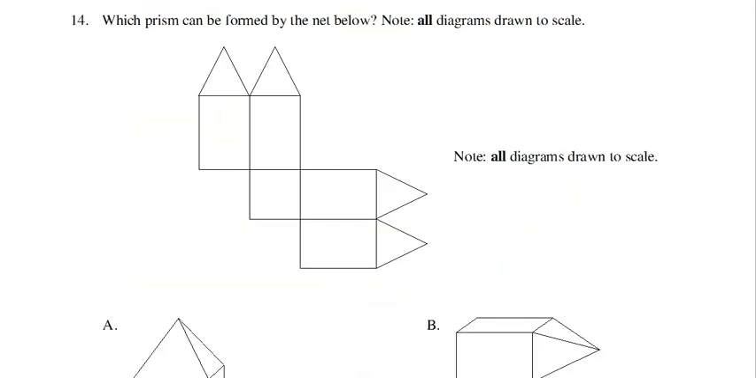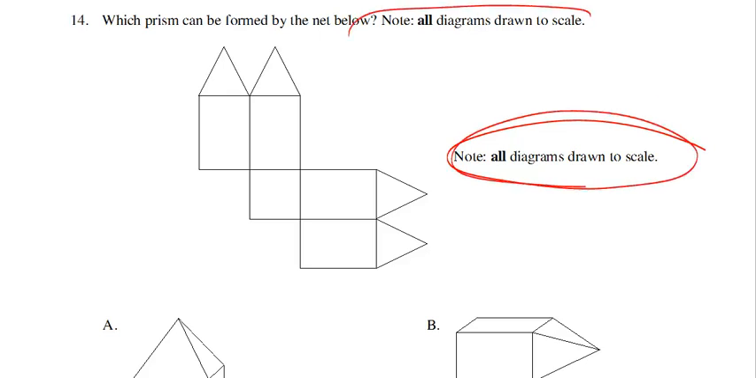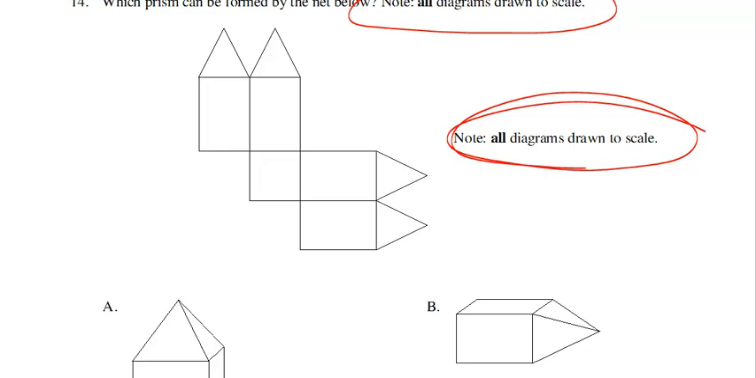All right, number 14, which prism can be formed by the net below? Note all diagrams this time are drawn to scale. So they're trying to make that quite obvious to you. They have that note twice right here, so we can assume that. So let's take a look. What do we see here?